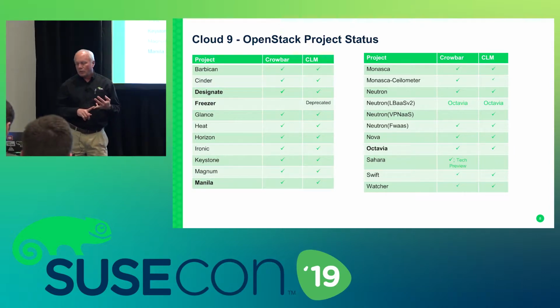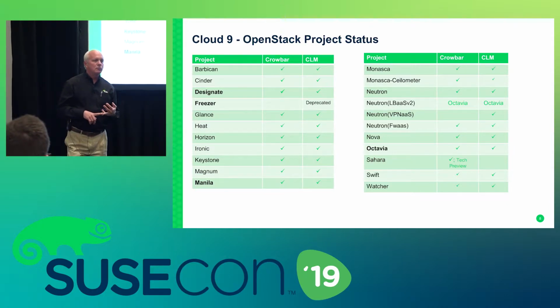One of the things that we're deprecating is Freezer. Freezer was deprecated in the community. They didn't even make the Rocky release. So since it's not being supported by the community, we're adding in documentation to show how to back up the control plane, because that was one of the major use cases for Freezer in the Cloud Lifecycle Manager.